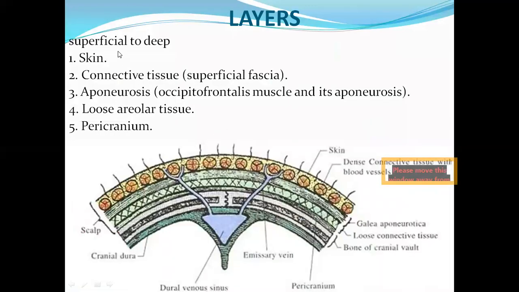So we have certain layers in scalp. We have 5 layers in scalp which are named as SCALP, the code for us to remember easily. S is standing for skin. C is standing for connective tissue, that is superficial fascia. Then the third layer we have is aponeurosis, where we have occipitofrontalis muscle and its aponeurosis, that is the galea aponeurotica. Then the fourth layer is loose areolar tissue, and the fifth layer is pericranium.